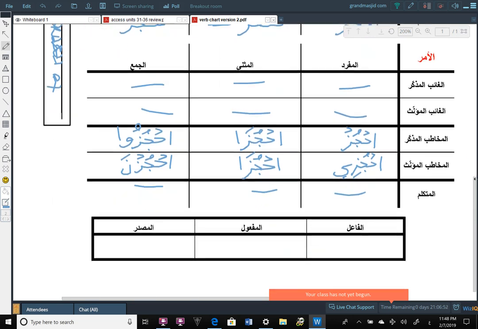Okay, here is the last point that we want to bring up that I was advised with. And we'll talk about it after we do this. The fa'il here is hajiz.